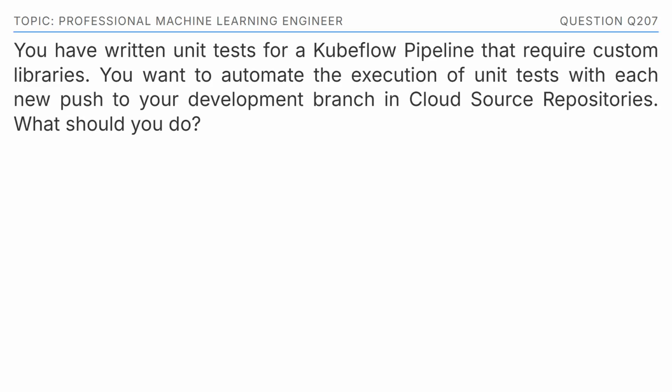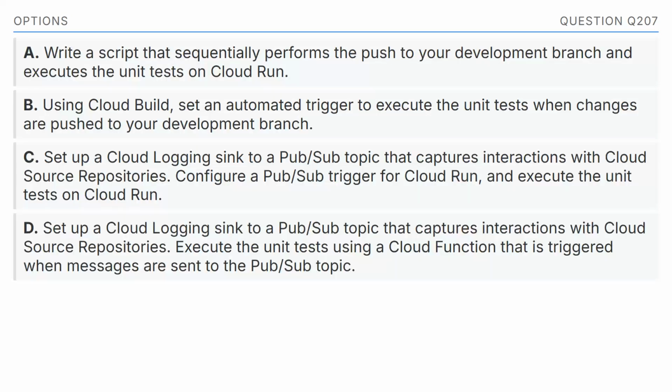You have written unit tests for a Kubeflow pipeline that require custom libraries. You want to automate the execution of unit tests with each new push to your development branch in Cloud Source Repositories. What should you do? The options are: Option A, write a script that sequentially performs the push to your development branch and executes the unit tests on Cloud Run.